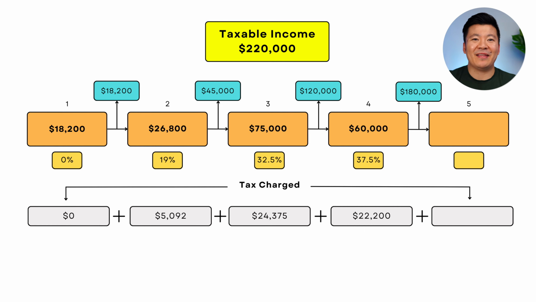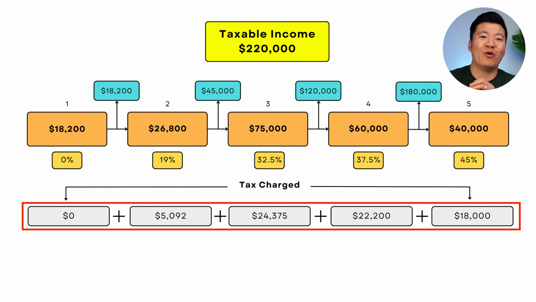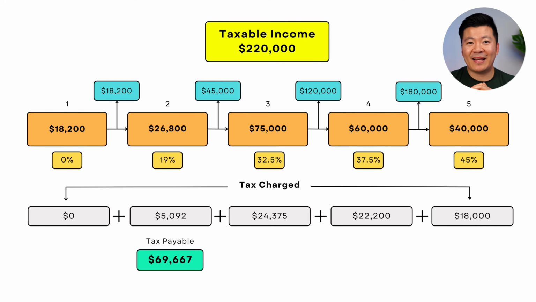And for the fifth bracket, you'll be charged 45% for any amount over $180,000. So since James earns $220,000, he will have $40,000 in this bracket taxed at 45%. 45% of $40,000 is $18,000. So if you total up all the tax from each bracket, it comes to $69,667, which is the total tax payable for James. But the tax does not end there.